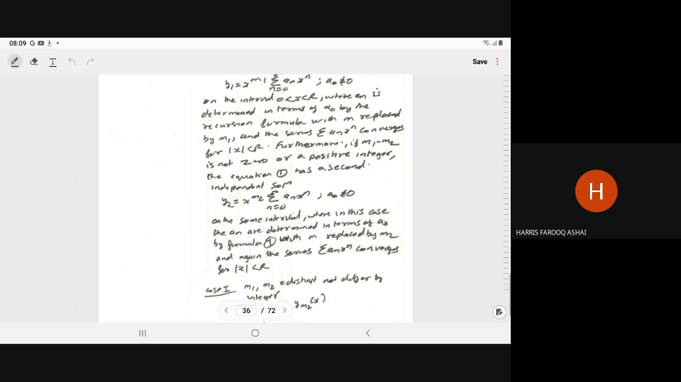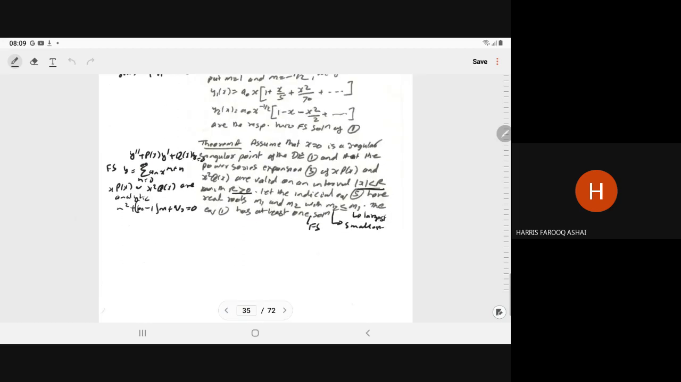In general, we have y equal to summation a_n x to power m plus n. So in place of m, you replace it by m1, the bigger root. Means you will get at least one Frobenius series solution for the bigger root. Always you will get at least one Frobenius series solution for the bigger root of the initial equation.